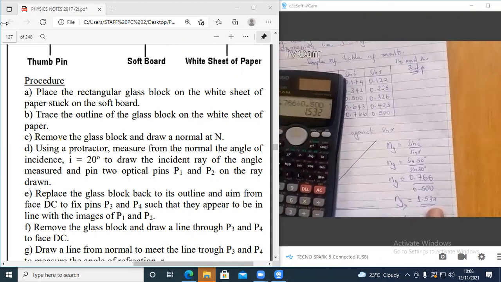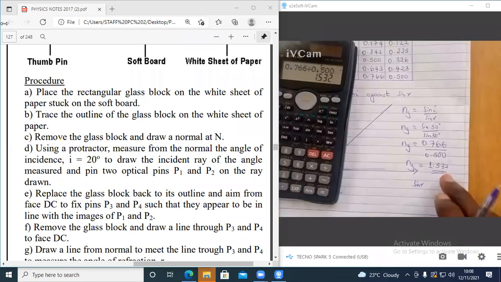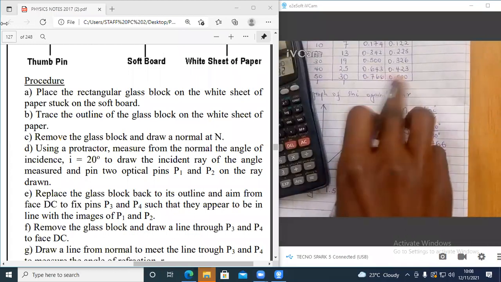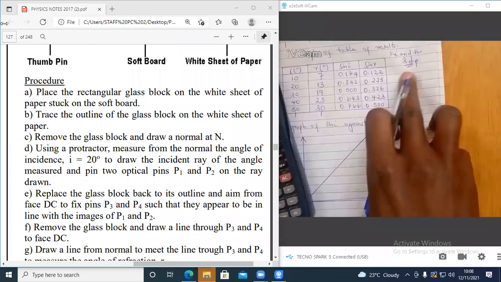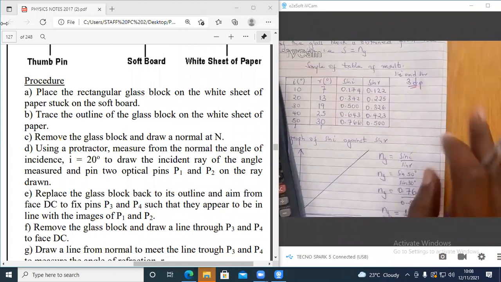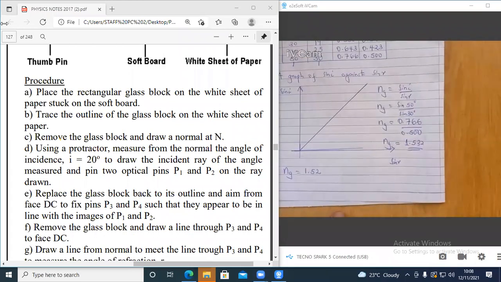Why are we getting this? Because of the effect of rounding off. Remember here we were rounding off, to how many decimal places? Three decimal places. Members, have you understood that? Yes, teacher.